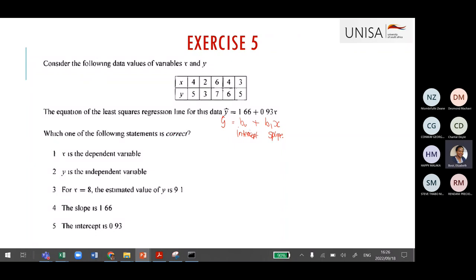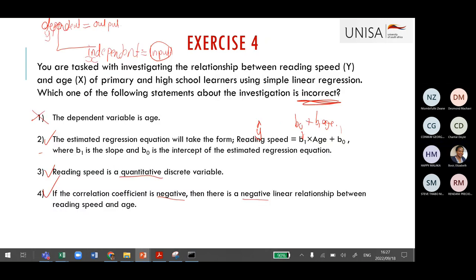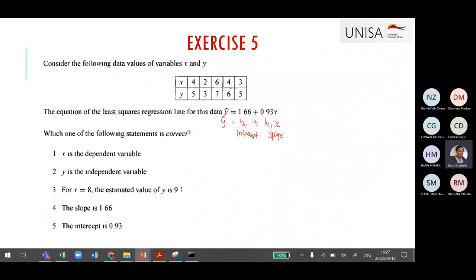Which one of the following statements is incorrect? X is correct. X is dependent. Is that correct or incorrect? It's correct. We just dealt with this just now. X, number one, is incorrect, because it says X is dependent.